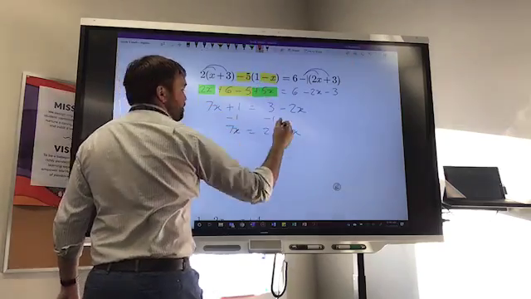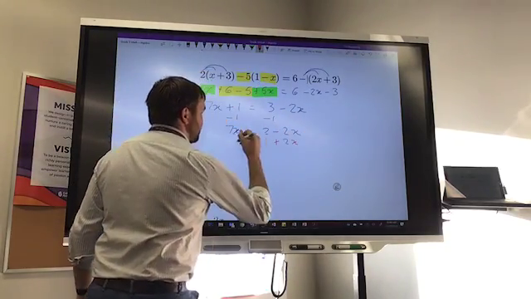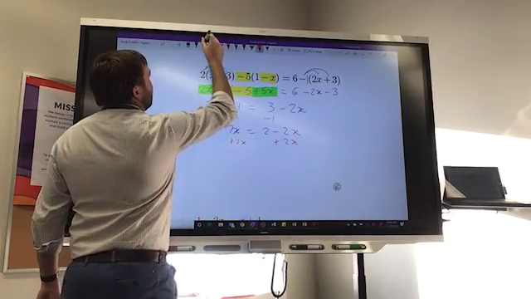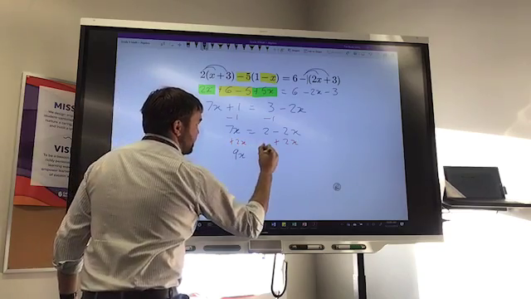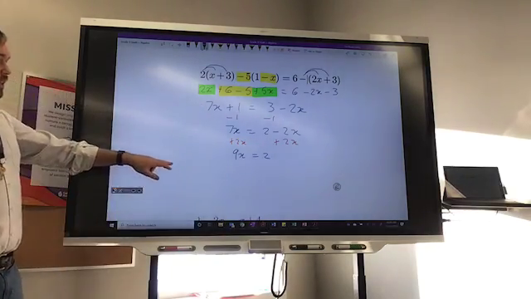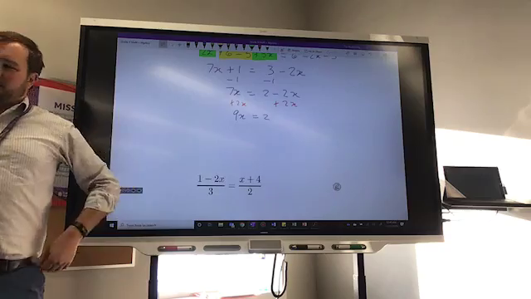We want to chuck the x's on the left. So we're going to add 2x, giving us 9x equals 2. And then divide by 9.